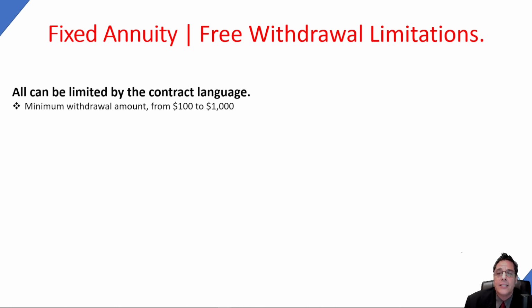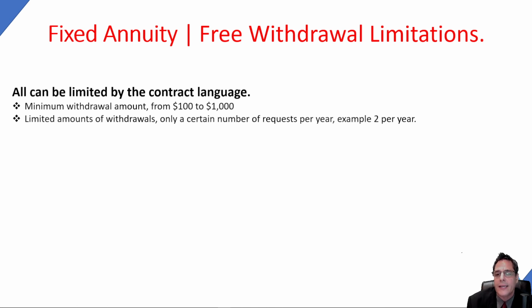So some of the limitations you might see is, hey, the minimum withdrawal amount you can take is $100 to $1,000. So if your monthly withdrawal is only $50 on a systematic, you can't do it. You'd have to switch to a quarterly to get above the minimum the company will allow out. And it's just to keep excess work off the company, or work that they find not profitable, right?